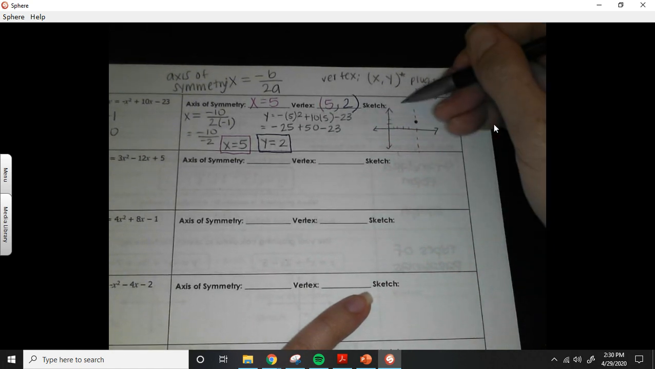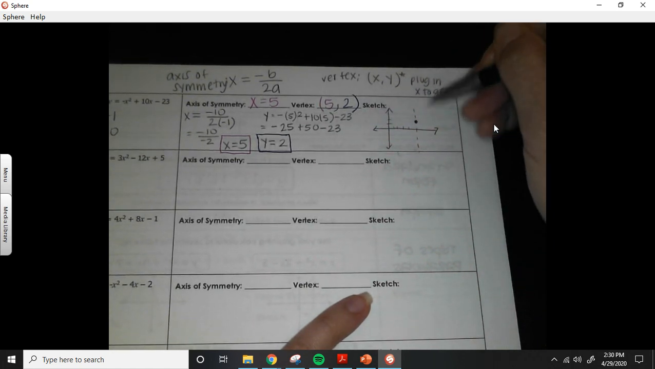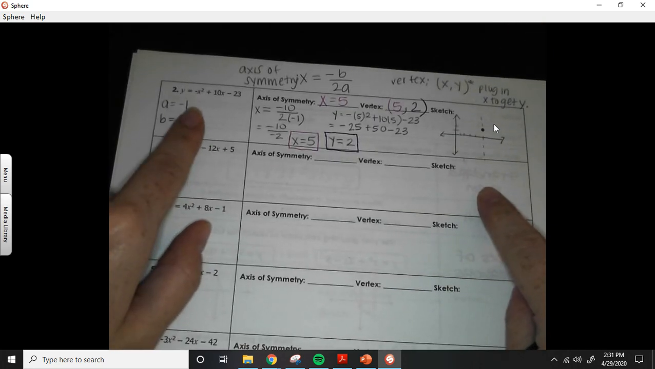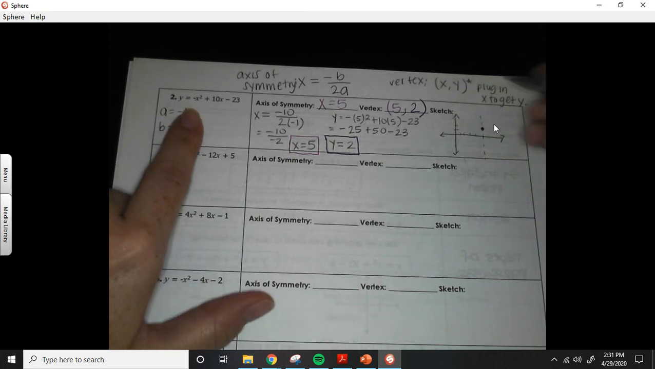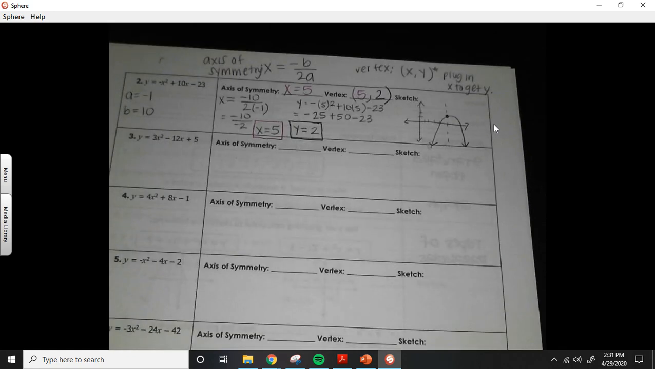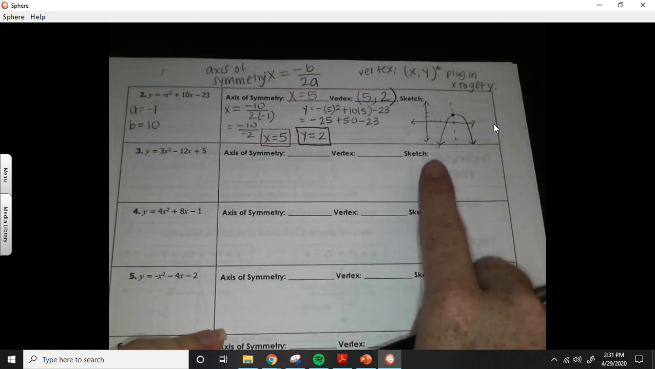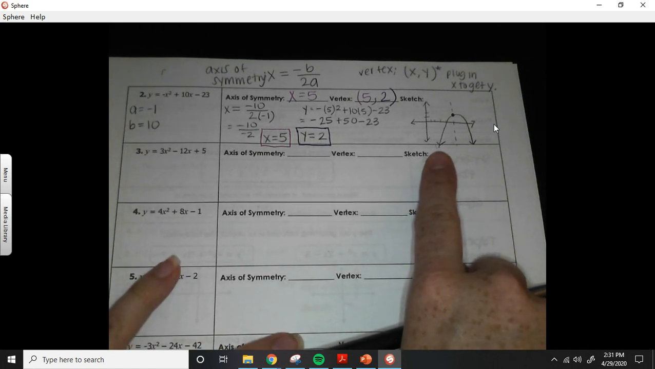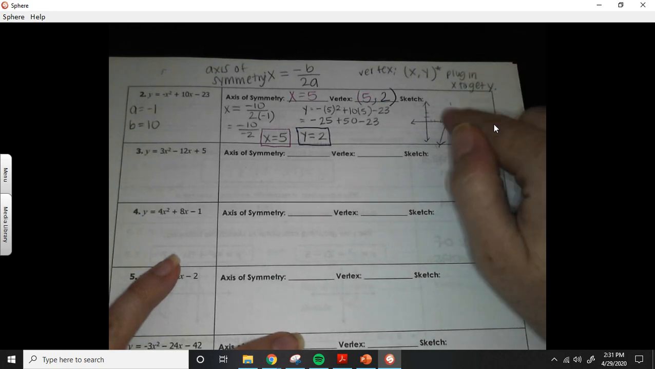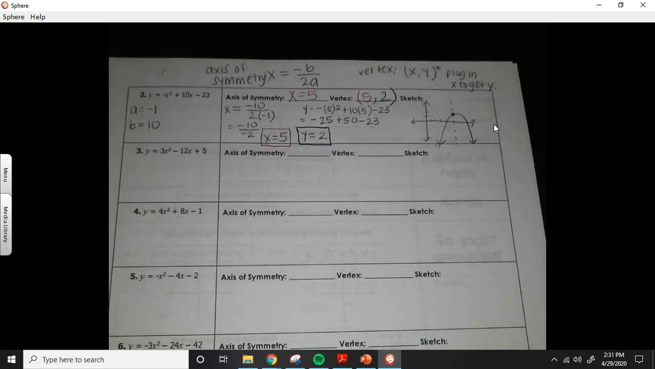Okay, now how do I draw this? Do I draw it up like a smile or down like a frown? Well, in order to figure that out, you look at the original equation. This is negative, so that means it's going down like a frown to Chinatown. Anyway, here's your sketch. Here's your graph. Opens down. This should have been a more centered vertex, but I think you get the point.